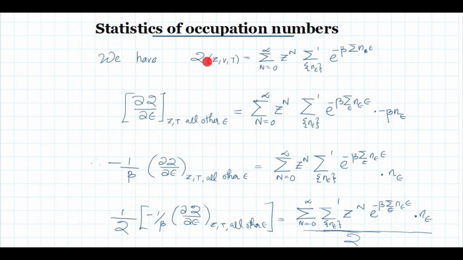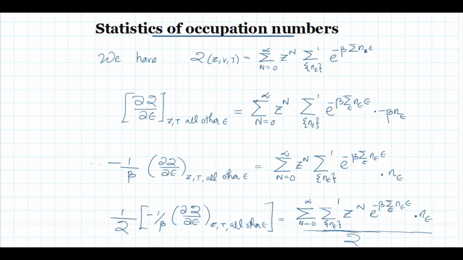Now I will discuss the most important aspect, the statistics of occupation numbers. We have theta, the grand partition function, the sum over all n values and all the energy eigenvalues of z raised to n, e raised to minus beta sigma n epsilon into epsilon. If you take the partial derivative of this theta with respect to one of the energy eigenvalues epsilon, this epsilon can take different values. These epsilon are the energies of various single particle states.